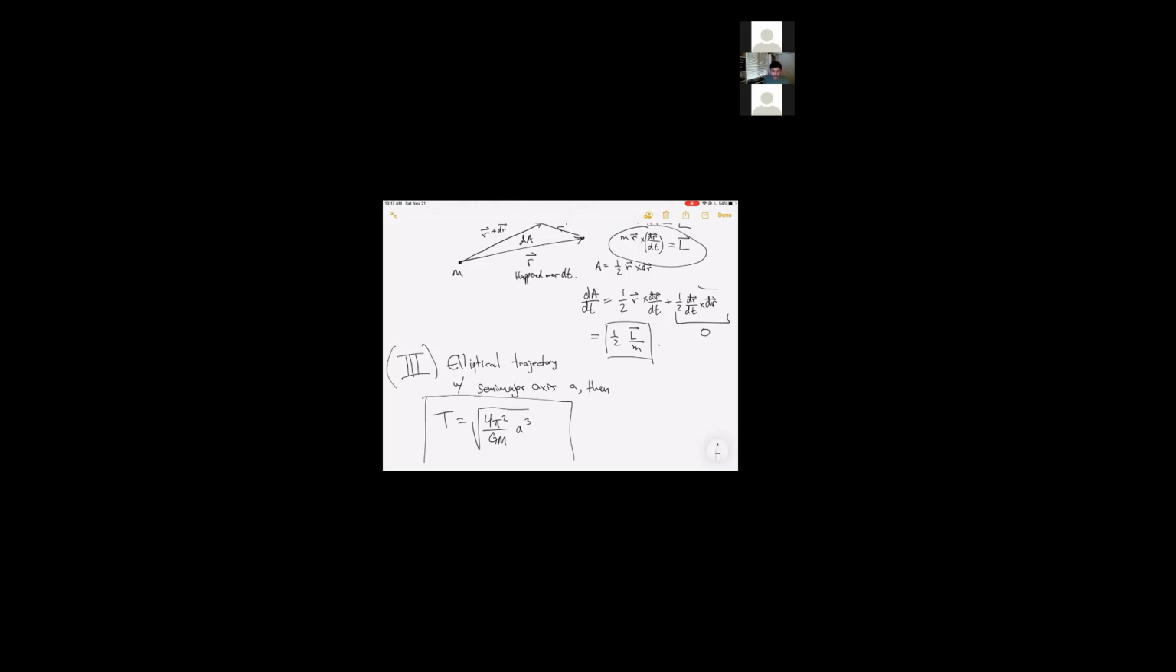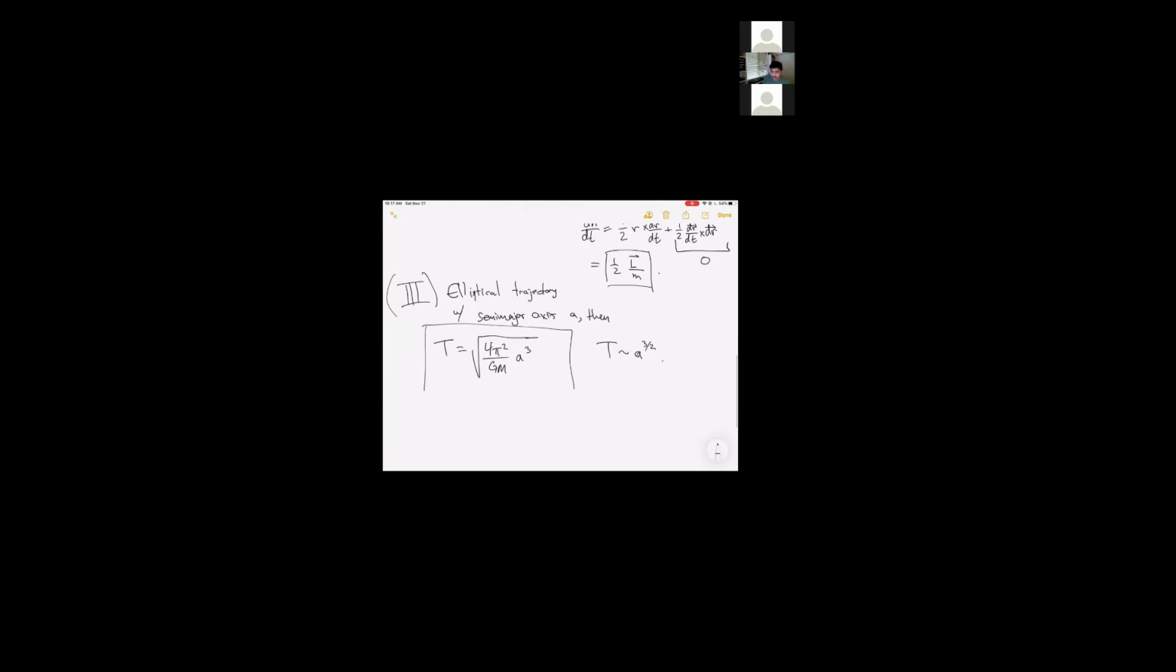In particular, what I want to draw your attention to is that T scales as a to the 3 halves, which is the important value. So the period scales as a to the power of 3 halves. That's the important thing. And then the constant factor out here is also important. But you can derive this constant factor by looking at circular orbits. Let's actually do that right now.